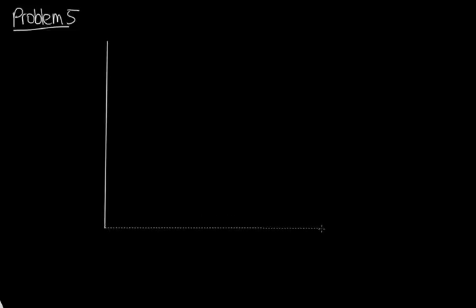Problem 5. So in this problem, we're asked to draw a distance time graph. So let's draw our axes. And this is going to be time, and this is going to be distance. And we're told that a car travels along a road. It's a straight road, and the car is traveling northwards. It travels at 60 kilometers per hour for 5 minutes. Okay, so let's put the time in minutes here. So we've got 1, 2, 3, 4, 5.